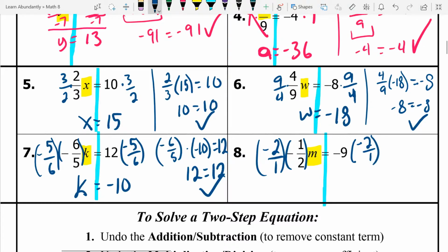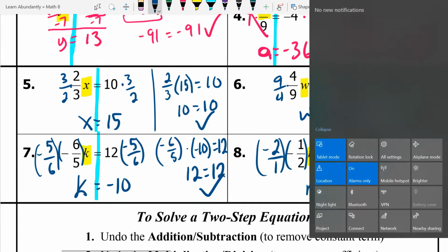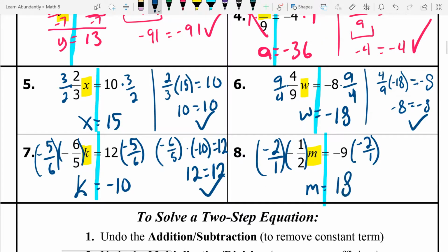And on the left-hand side, they cancel out, and I'm left with m. On the right-hand side, when I type that in my calculator, I get 18, okay? If you want to check your work, you could say negative 1/2 times 18. And what you're going to get is negative 9 equals negative 9.